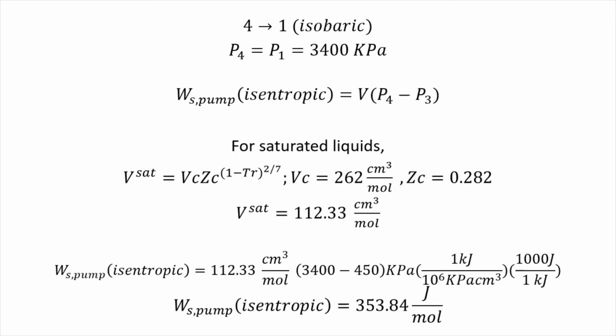For saturated liquids, the saturated volume is obtained by Vc multiplied by Zc to the power of 1 minus the reduced temperature to the power of 2 over 7. Plugging in our values, the saturated volume is 112.33 centimeters cubed per mole. By using the obtained value of saturated volume, we will plug into the isentropic work formula and convert the kilopascal cm cube into joules. The isentropic work of the pump is 353.84 joules per mole.